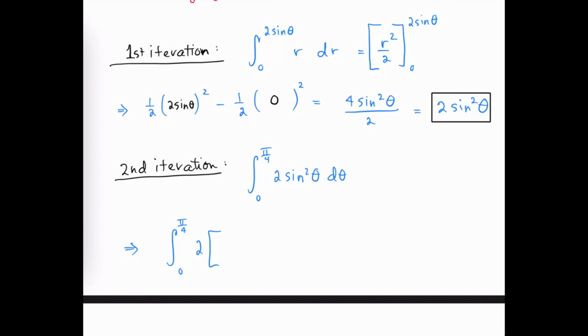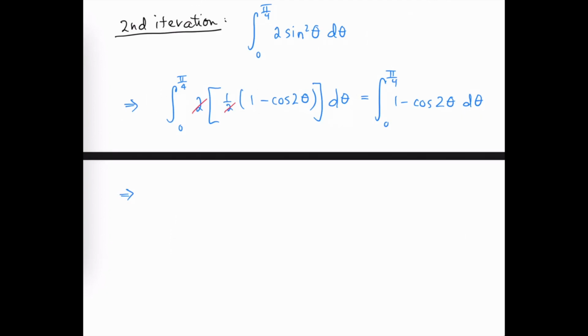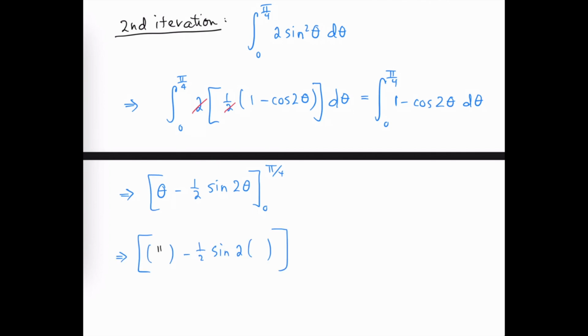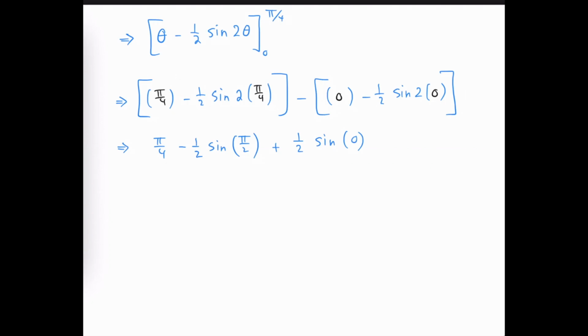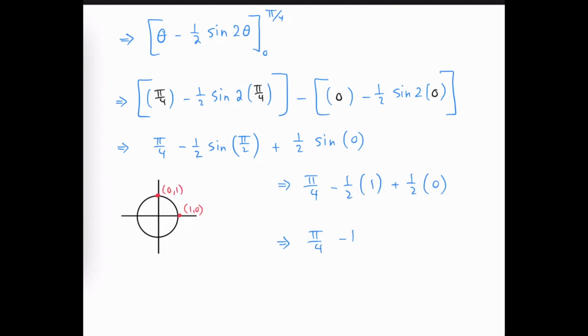In order to integrate sine squared, we need the identity sin²θ = 1/2 times (1 − cos 2θ). So now we're looking at the integral from 0 to π/4 of (1 − cos 2θ) dθ. With respect to theta, the integral of 1 is theta. And the integral of −cos 2θ is going to be −1/2 sin 2θ. And now we apply our limits of integration. So we plug in π/4, and then we plug in 0. And then we simplify and evaluate to get π/4 − 1/2.